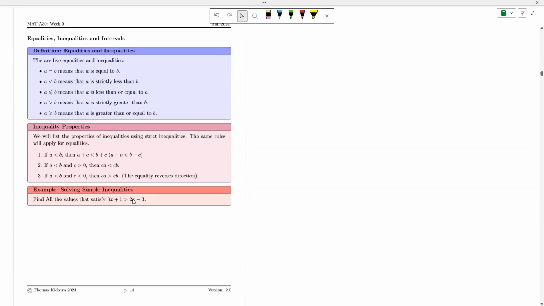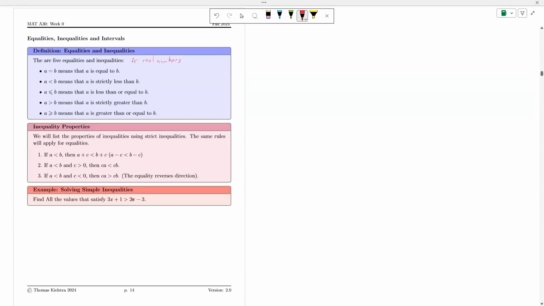So solving equalities, inequalities, and defining intervals is a really important part of mathematics, especially in calculus. We use it a lot to define our domain and range, or for what input values the function is defined, and what output values the function outputs to. Now, there are 5 equalities and inequalities that we use for real numbers.